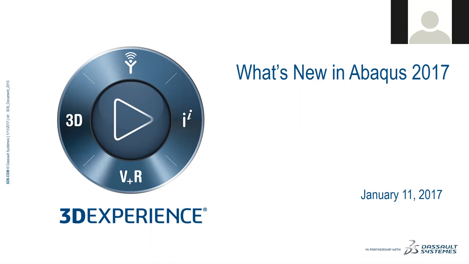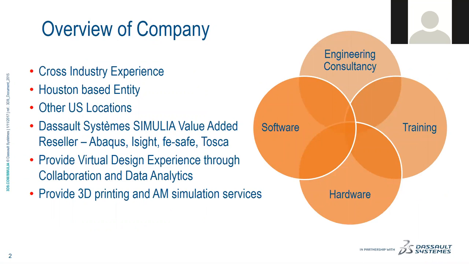So now there are new enhancements in Abaqus 2017. As Ali mentioned, let me give you an introduction about the company. We are based in Houston, and we have some other locations in the East and on the West. We are a consultancy providing engineering services, FEA and CFD services. As a Simulia partner, we also resell the Simulia portfolio, like Abaqus, iSight, Fe-safe, and Tosca. We also provide training, not only Simulia related but also some industrial training courses, and 3D printing and additive manufacturing simulation services. If you need any printed physical part or are interested in getting a printer, we can help you out as well.